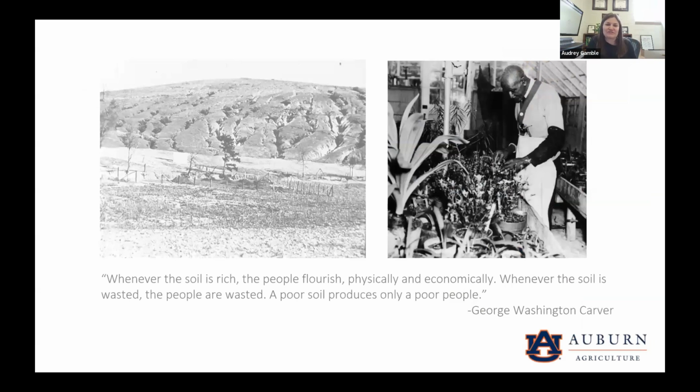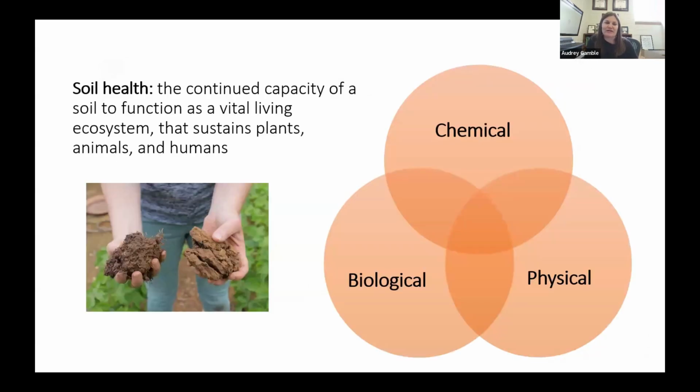And I like to share this quote from George Washington Carver that says, "Whenever the soil is rich, the people flourish physically and economically. And whenever the soil is wasted, the people are wasted. A poor soil produces only a poor people." So we know that, especially in the 1800s, early 1900s, there were a lot of farming practices that significantly degraded the land, really intensive and frequent tillage that disrupted soil organic matter and decreased soil health. So we want to use practices to help build soil health.